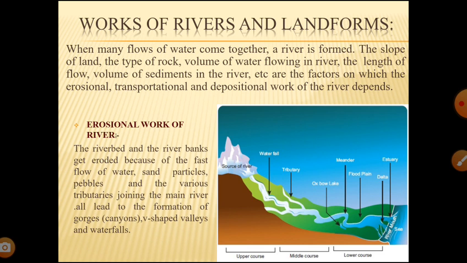Second one is tributary. Tributary means small rivers are coming and joining them. It is tributary. Then Oxbow Lake. What is Oxbow Lake? The meander loop cuts off from the river and forms a cut-off lake, also called an Oxbow Lake. After that, what is there? Meander. As a river enters the plain, it twists and turns, forming large bends known as meanders.